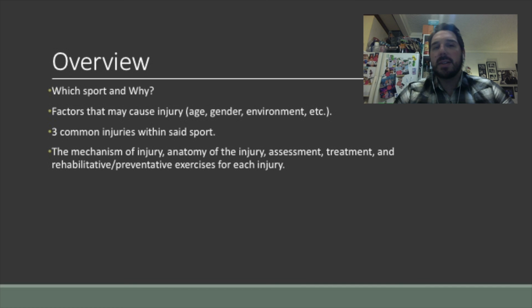Okay, so I've identified which sport and why, and I've identified some factors that can cause injury. I've also listed 3 common injuries within the sport, and then I've gone over the MOI, the anatomy, the assessment, treatment, and rehab and preventative exercises.